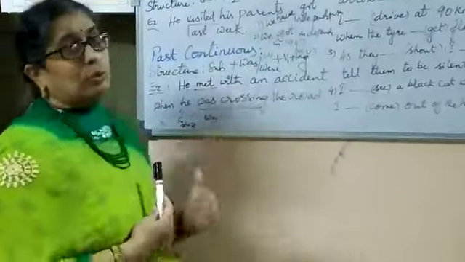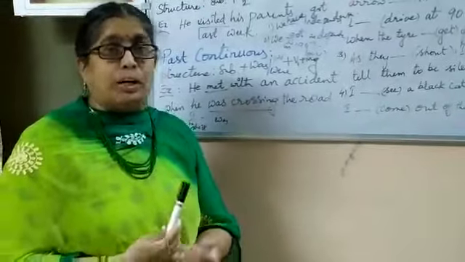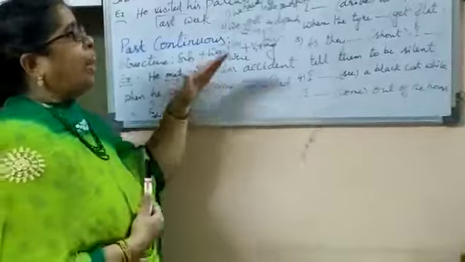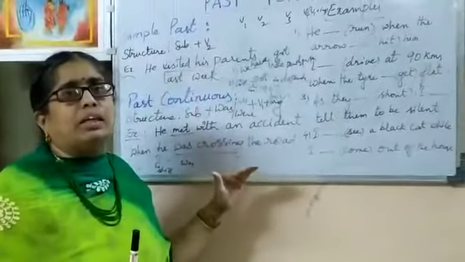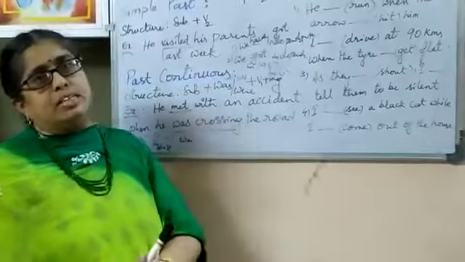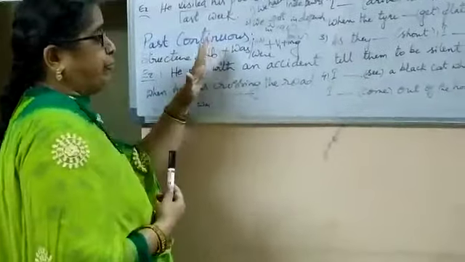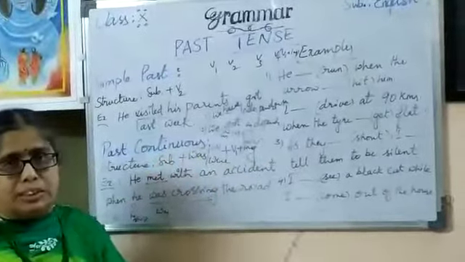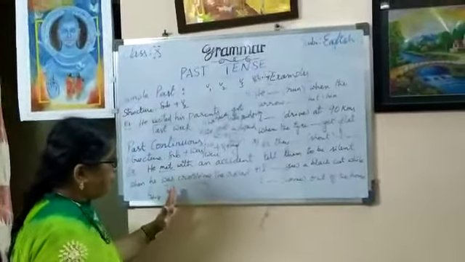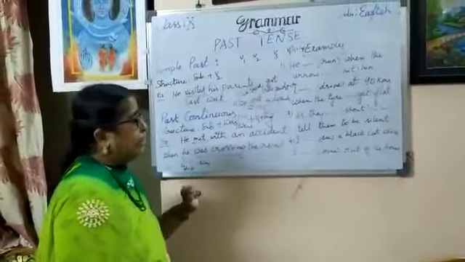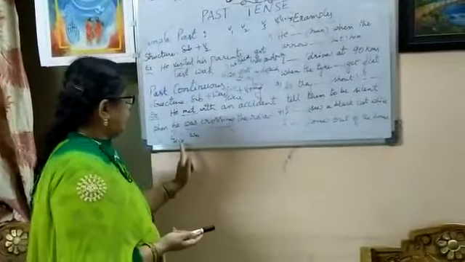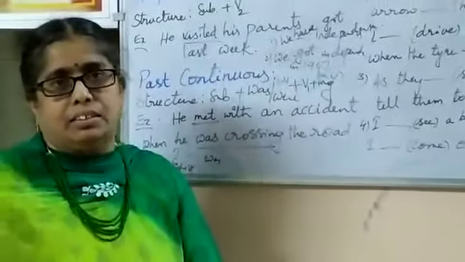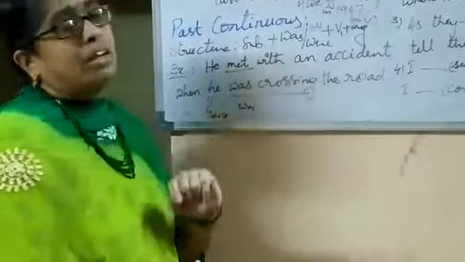Okay, now coming to the usage, application. Where do we use simple past and past continuous? We can use them in the same sentence also, because for the usage of the past continuous, we need another completed action in the sentence. See, I gave an example here. He was crossing the road. He met with an accident. He met with an accident when he was crossing the road.